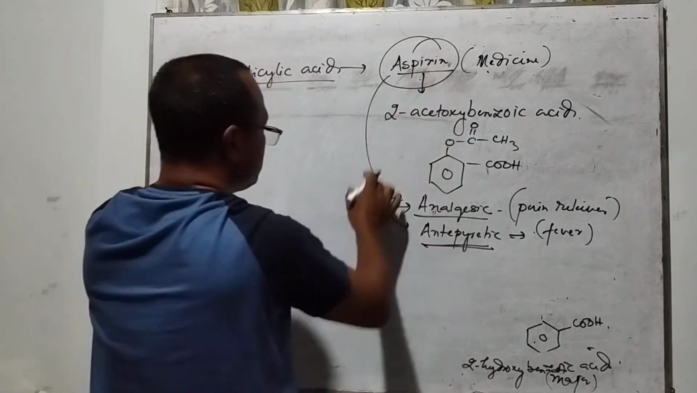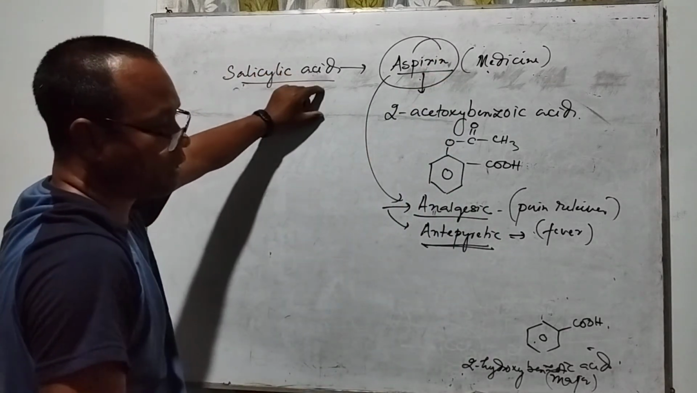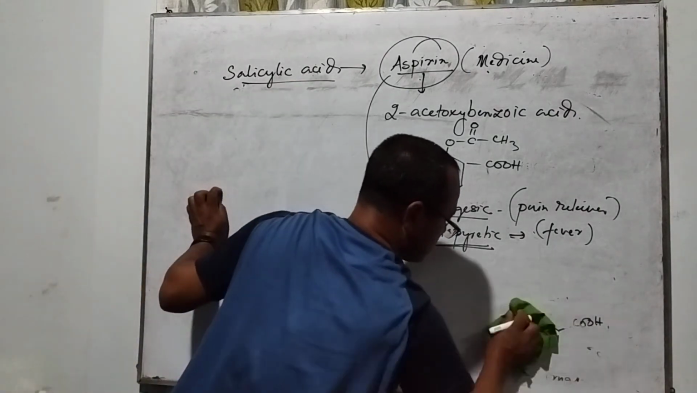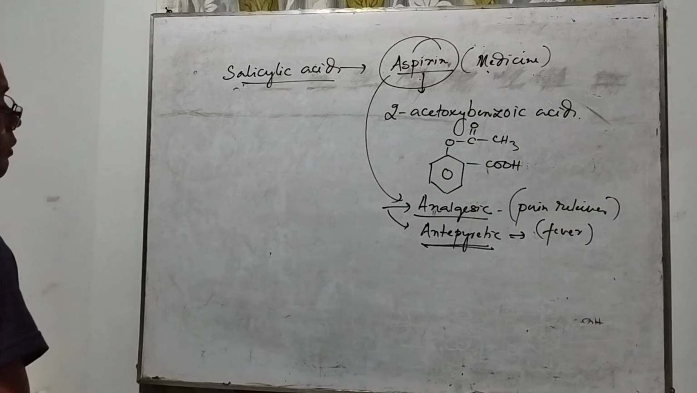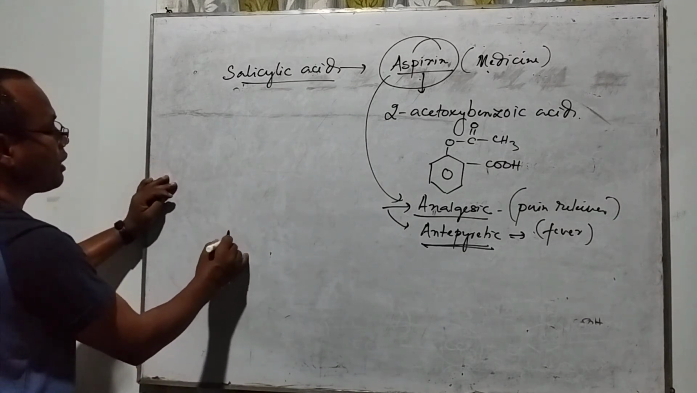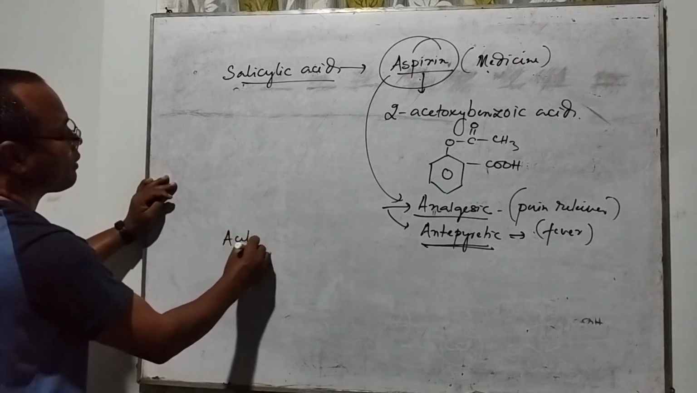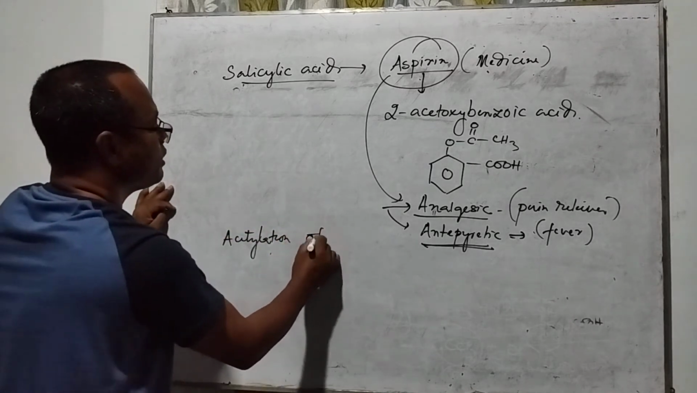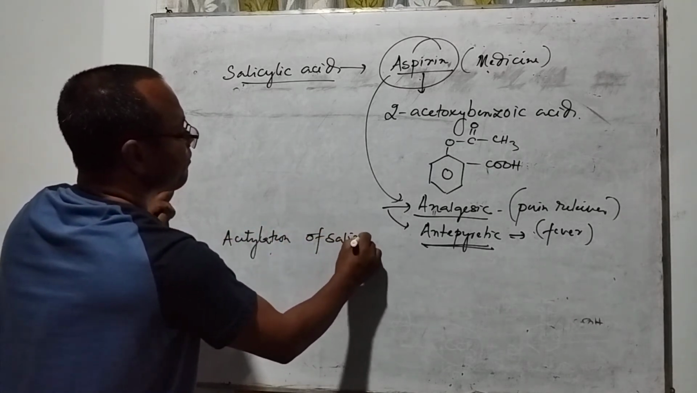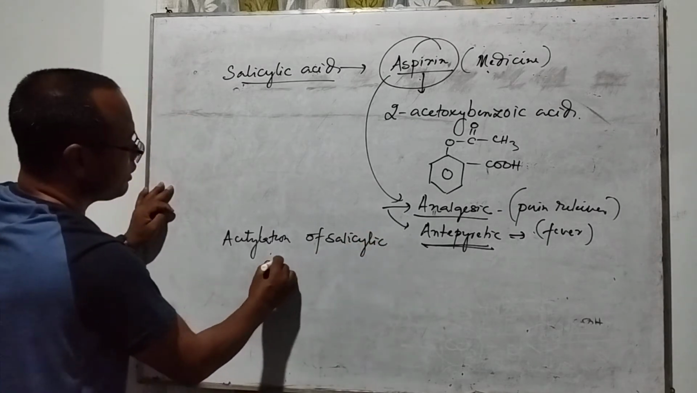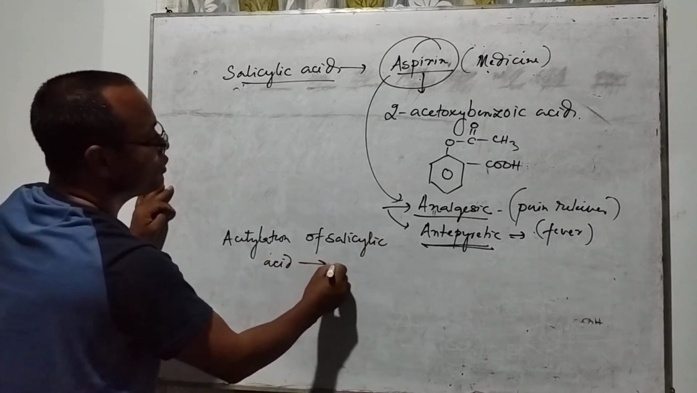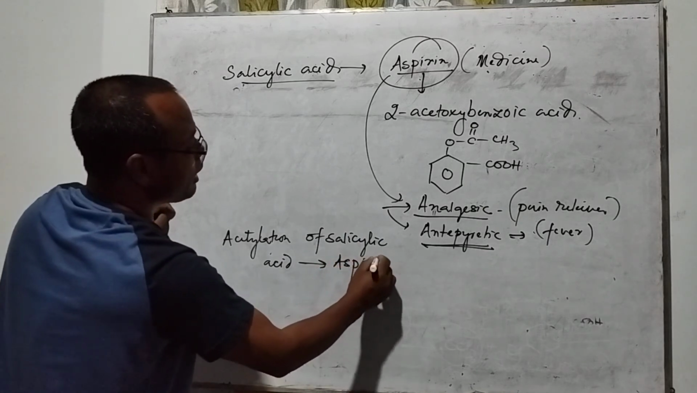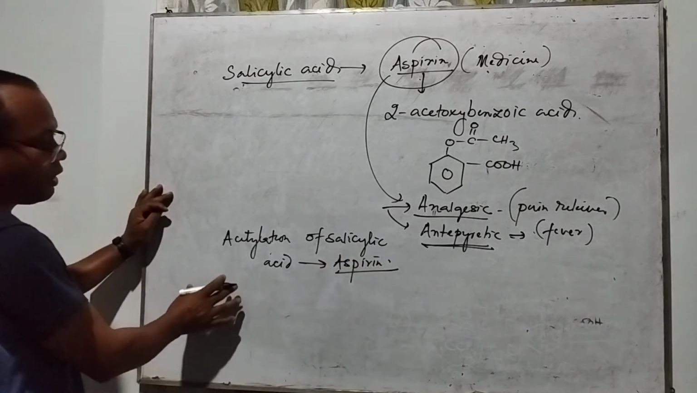So this aspirin can be prepared from salicylic acid. How is the reaction? The type of reaction is the acetylation of salicylic acid. Acetylation of salicylic acid. So what does it produce? Aspirin. Please remember that it's aspirin. So how is the reaction?